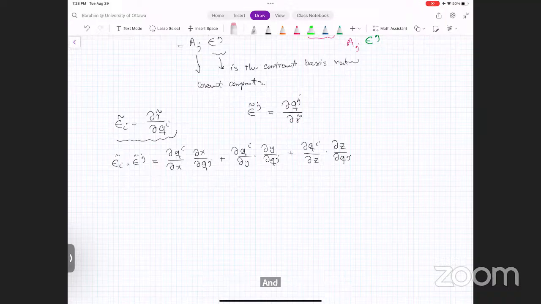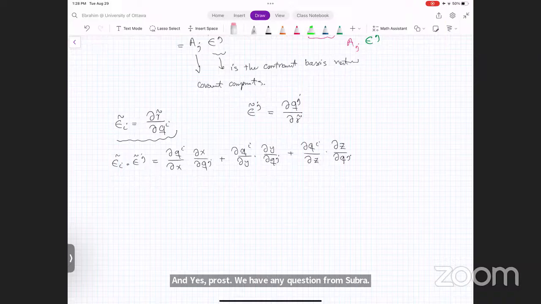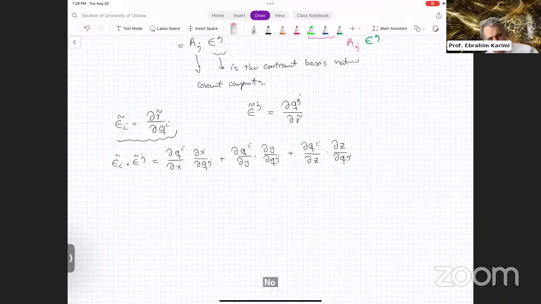Yes, Professor, we have a question from Subra. Does the order of multiplication matter? No. I mean, when you take a construction of matrix and vector? No, not at all. Not at all.